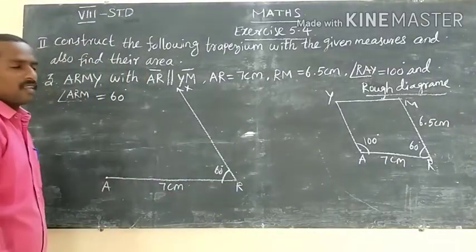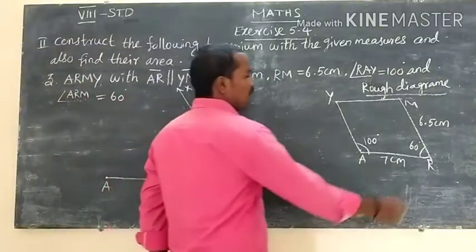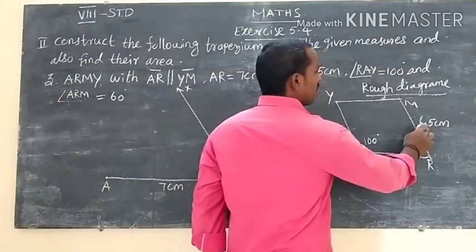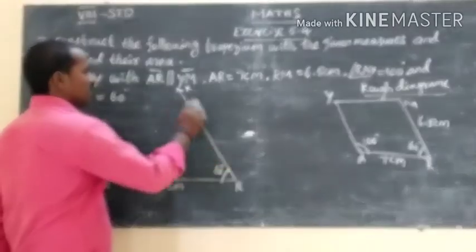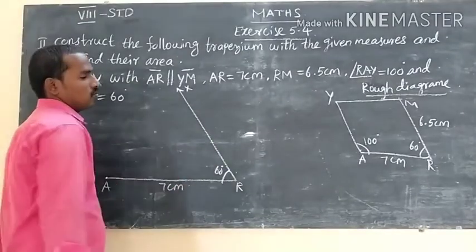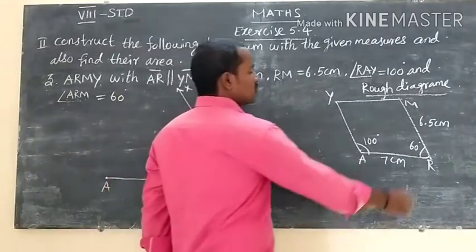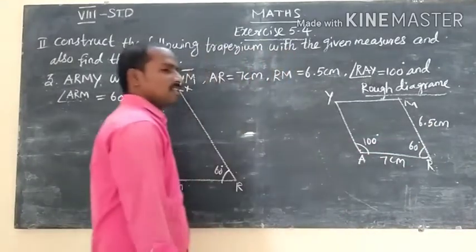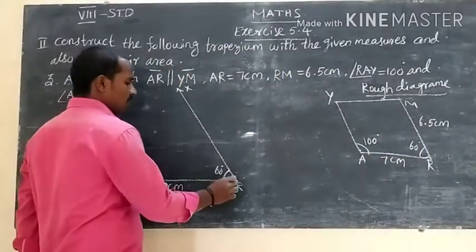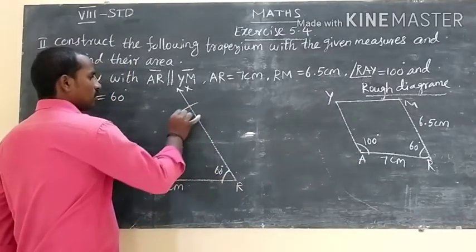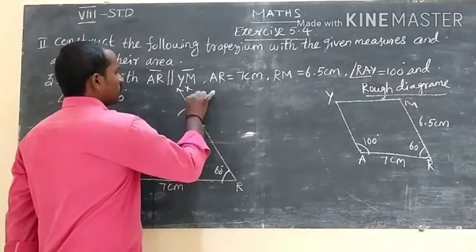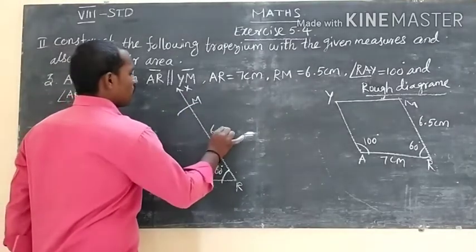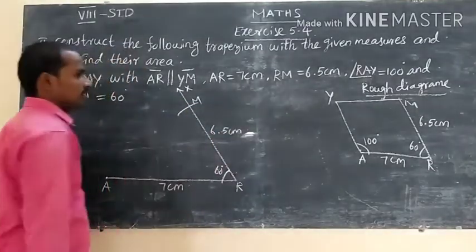Okay. Then with the same R as center, draw an arc of radius 6.5 cm. The arc intersects RX at M. Use your compass, take and measure 6.5 cm. Put the sharp edge at R to construct the arc intersecting RX at M. Okay, this is 6.5 cm.